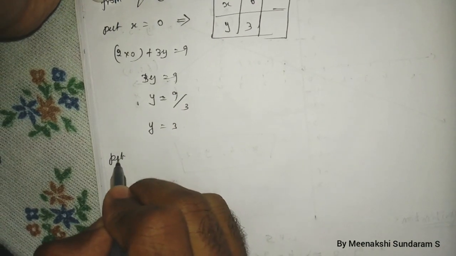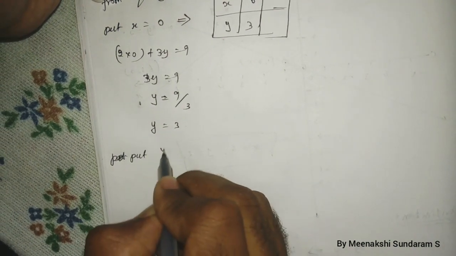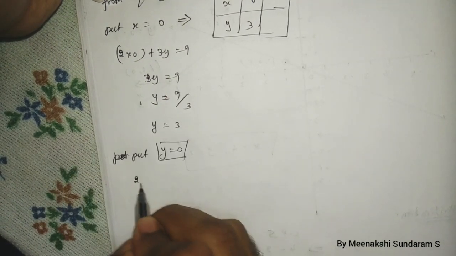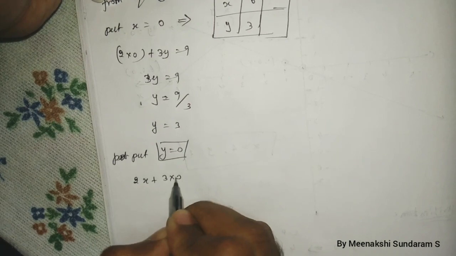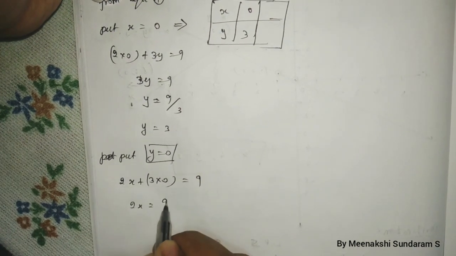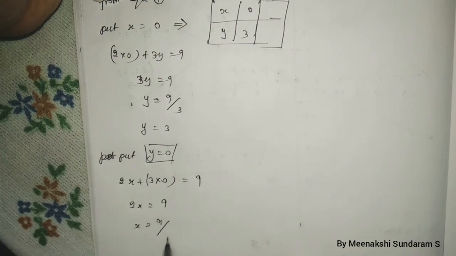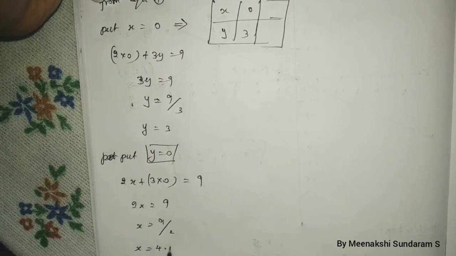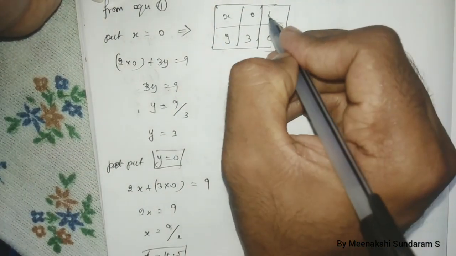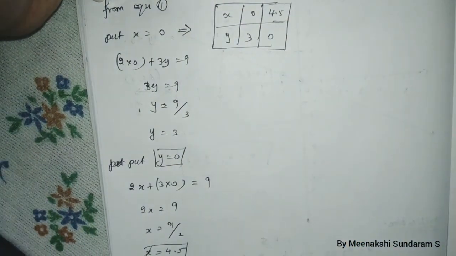Next, put y equal to 0. Clear? Then in 2x plus 3 into 0, it is equal to 9. So 2x equal to 9. So x is equal to 9 by 2, so x is equal to 4.5. Clear? So when we put y as 0, we get the x value 4.5. That is, 2 points are enough.